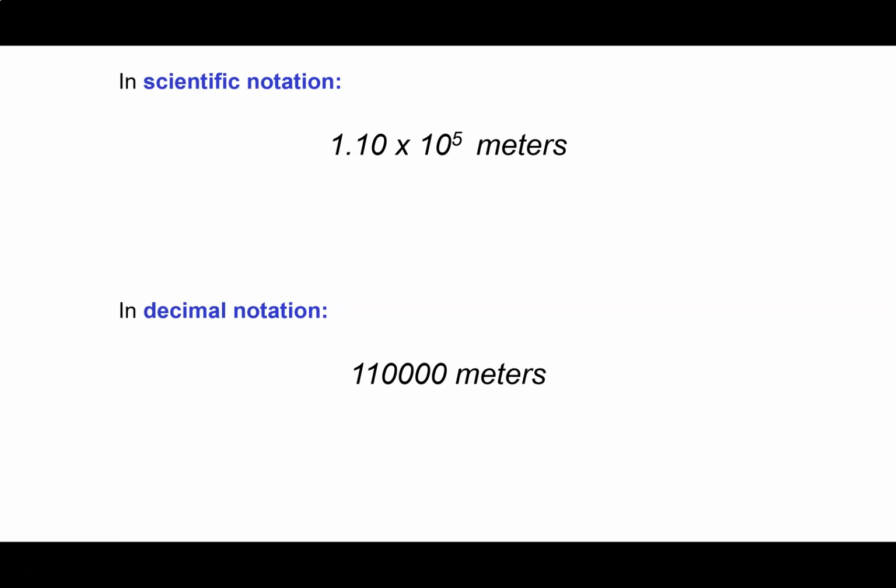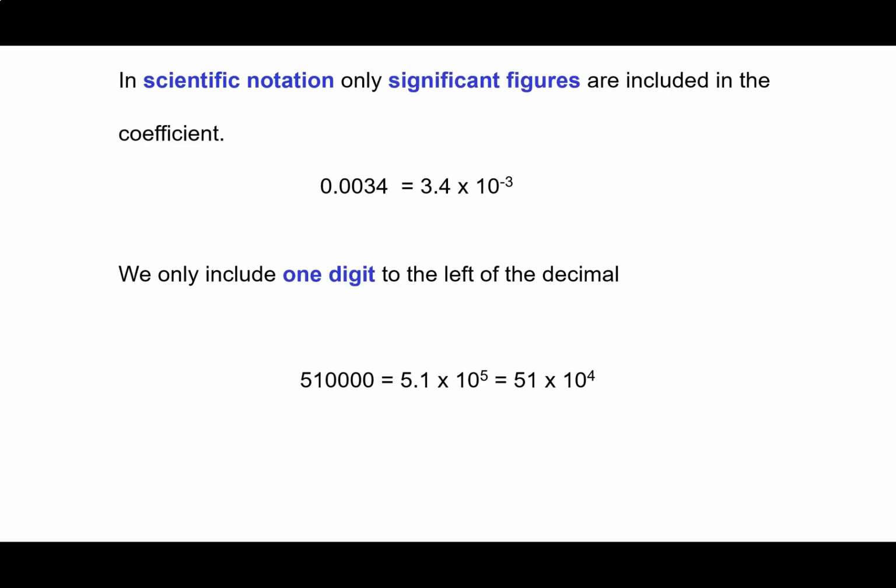So in scientific notation, you always have a number that is multiplied by a power of 10. The number has the characteristic that it has one digit and only one digit to the left of the decimal point, and that number is called the coefficient. The coefficient is always multiplied by a power of 10. If it's a big number, that's going to be a positive power of 10. If it's a small number, that's going to be a negative power of 10. The power that we're raising 10 to is referred to as the exponent, and the whole power of 10 is referred to as the exponential term.